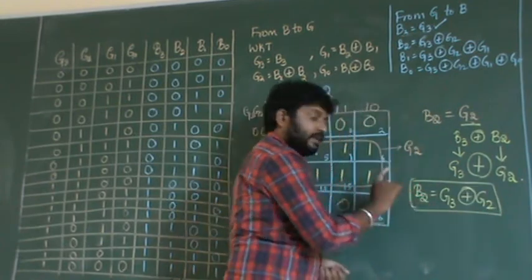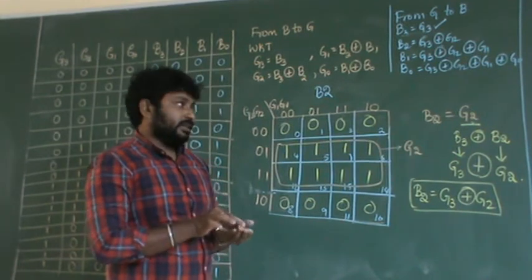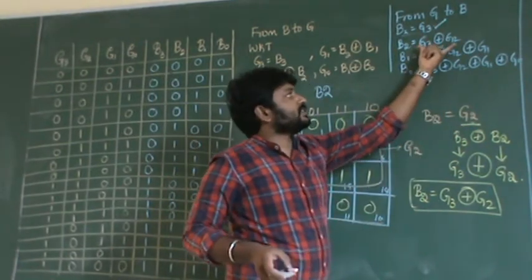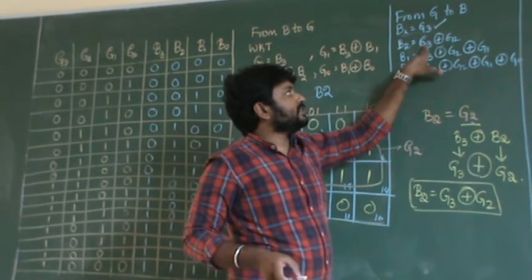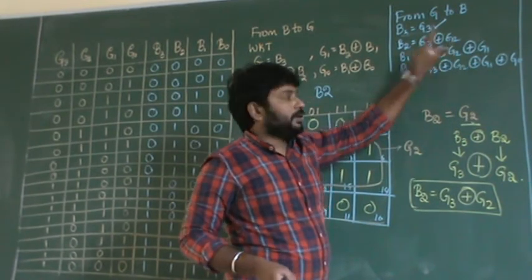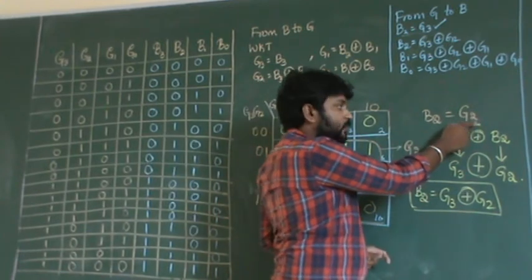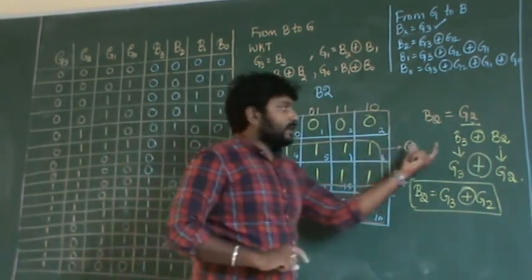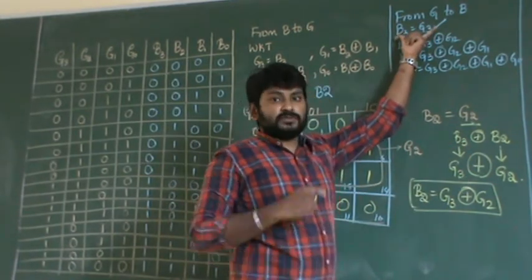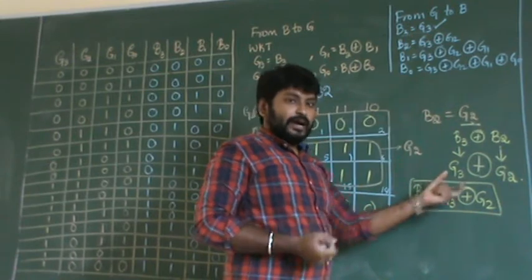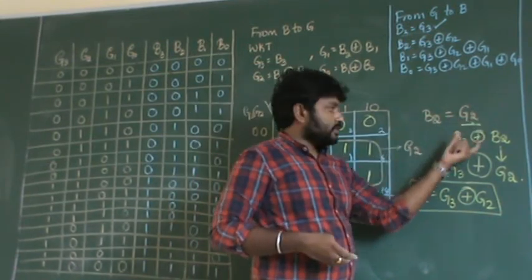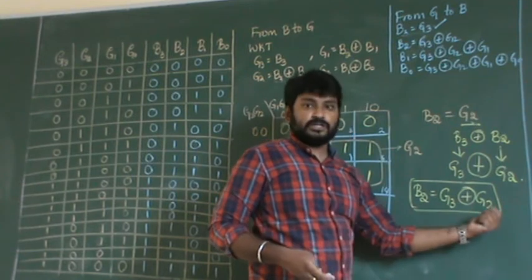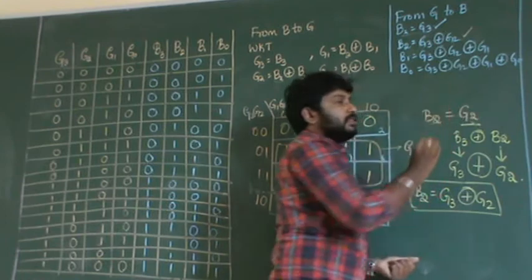I repeat it once again, it is a very important concept, don't get confused here. After writing the K-map for B2, I have got the answer as G2. But the expression that is shown for B2 is G3 XOR G2. So how will you arrive here? I can write G2 as B3 XOR B2 from the previous expression. Now I will represent B3 as G3 because from the previous K-map I have got B3 as G3, and from this K-map I have got B2 as G2. So I am going to replace B3 as G3 and B2 as G2. So finally your answer will be B2 is equal to G3 XOR G2. Right? So you have derived even this as well.